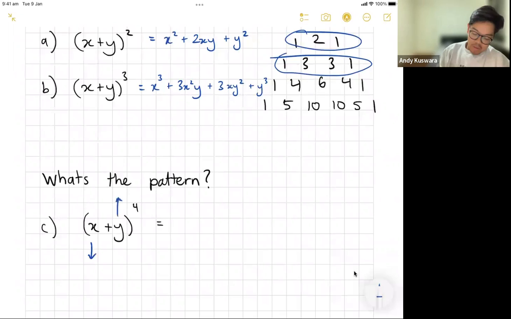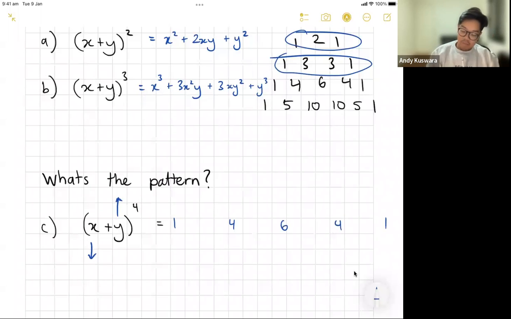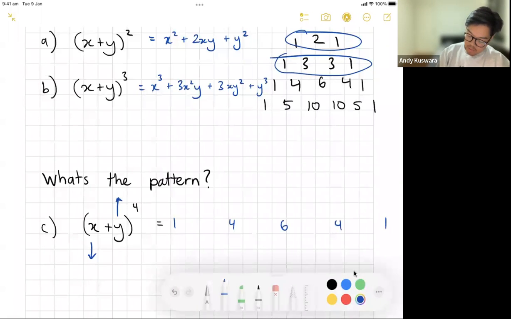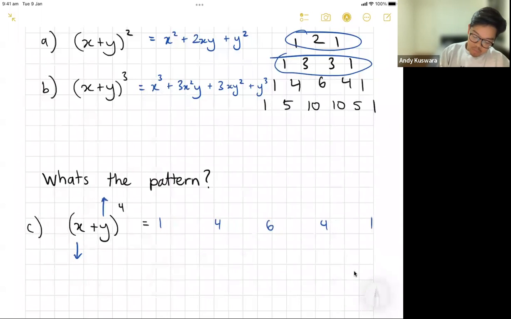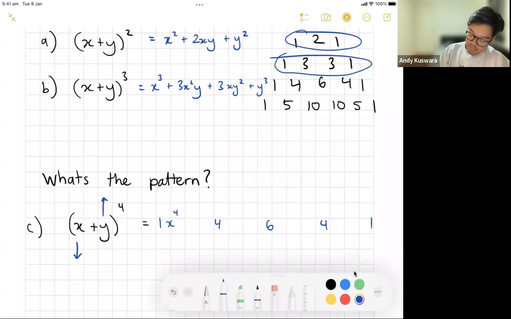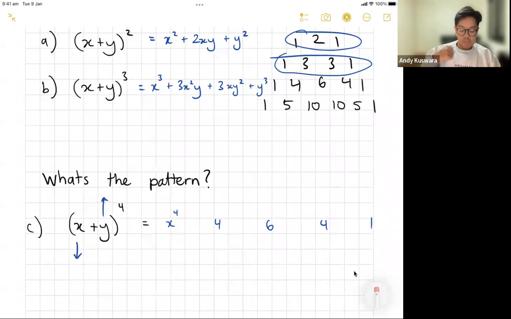Okay, the way that I think about it is, first of all, I know that my numbers are going to be 1, 4, 6, 4, 1. So I know I'm going to have those. Now it's my job to find out what happens in between. I know I've got these numbers from Pascal's triangle, but the way it starts is the first term is always going to be x to the power of n. So 1x to the 4. If it's to the power of 4, it'll be to the power of 4.